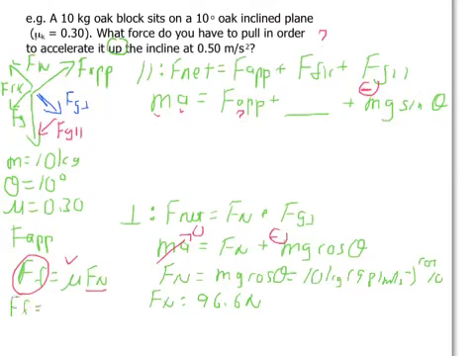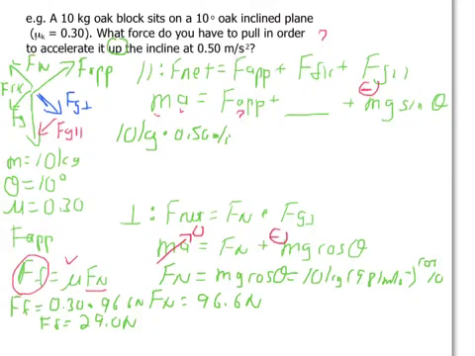Now we can use this number to find our Ff. Ff is mu, which we said is 0.30, times Fn, 96.6 newtons. So the force of friction is 29 newtons. Now we can go back to our parallel equation and substitute that number in. We can also substitute in the mass. We said it was 10 kilograms. Acceleration is 0.50 meters per second squared.